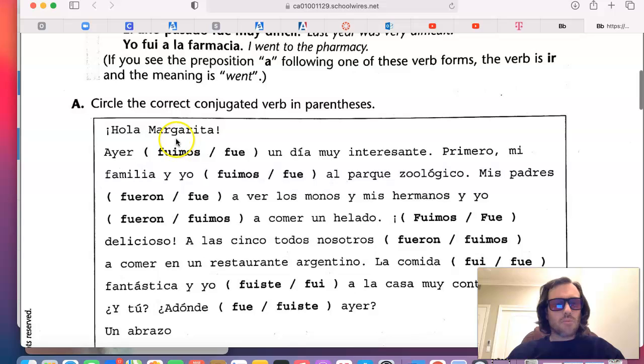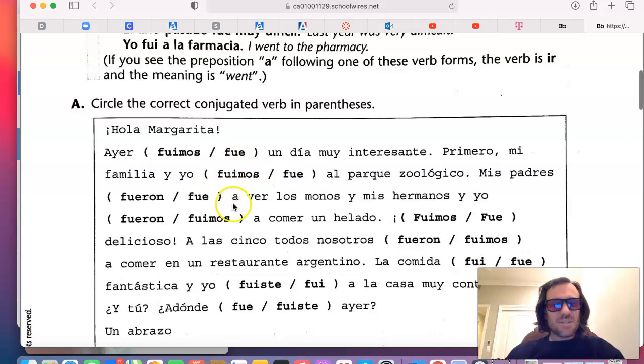So, doing the first couple together, "Ayer blank un día muy interesante." If your subject is ayer, we would use fue. Ayer fue un día muy interesante. "Primero mi familia y yo blank al parque zoológico." Mi familia y yo would be the nosotros form. So, mi familia y yo fuimos al parque zoológico.